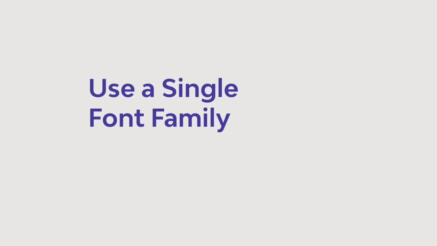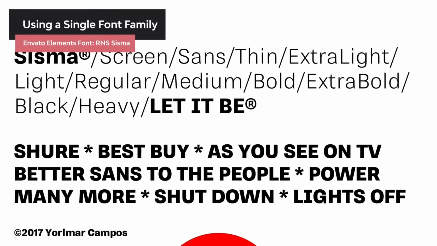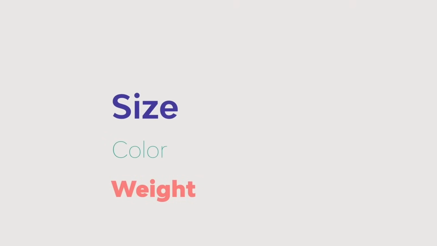Use a single font family. If you're still unsure about how to combine fonts, take the safe route. Use superfamilies and you will be one step closer to creating a minimalist layout. They usually come with many weights and styles, so you can experiment by using a couple of them and creating a great minimal piece. Use variables like size, color, and weight to create a visually strong layout with hierarchy.